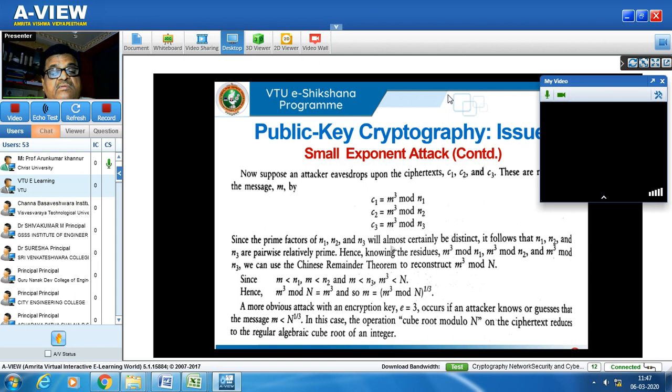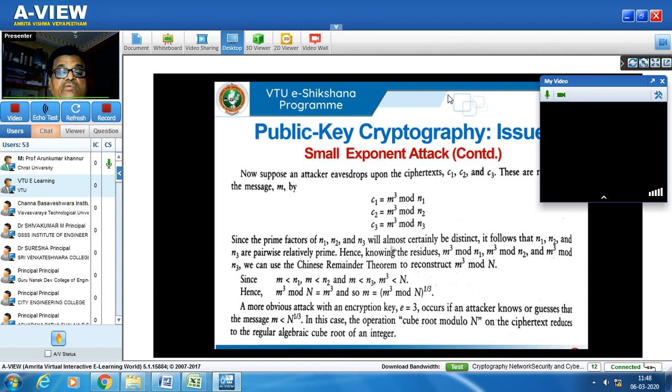So this key plays very important role. They are pairwise relatively prime. Hence, knowing the residues M^3 mod N1, M^3 mod N2 and M^3 mod N3, we can use Chinese remainder theorem to reconstruct M^3 mod capital N. Since M is smaller than N1, M is smaller than N2 and M is smaller than N3, M^3 will be smaller than N. Hence, M^3 mod N equals M^3, and so M equals M^3 mod N raised to 1 divided by 3.